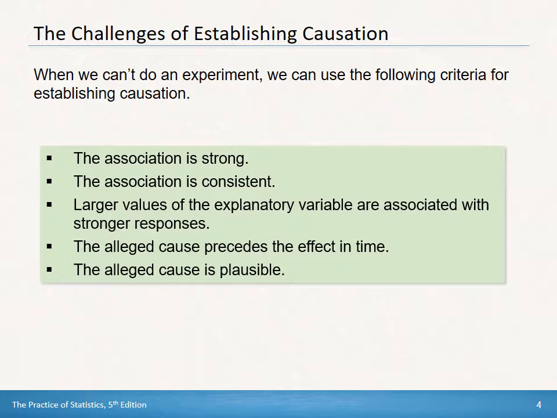If they smoke less, they are less likely to get lung cancer. So it has to be that as your explanatory variable, the amount you smoke, goes up, then the amount of the response has to go up. The alleged cause precedes the effect in time. So this kind of just makes common sense.